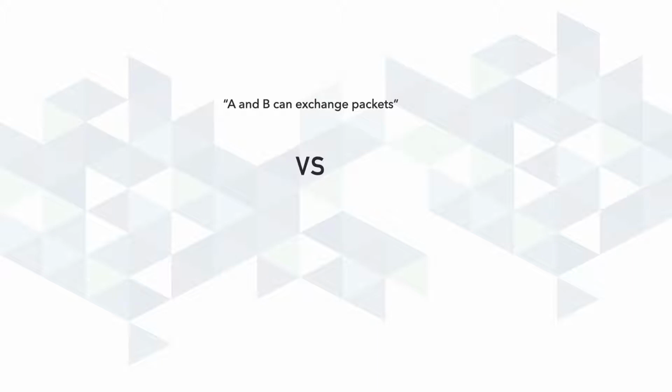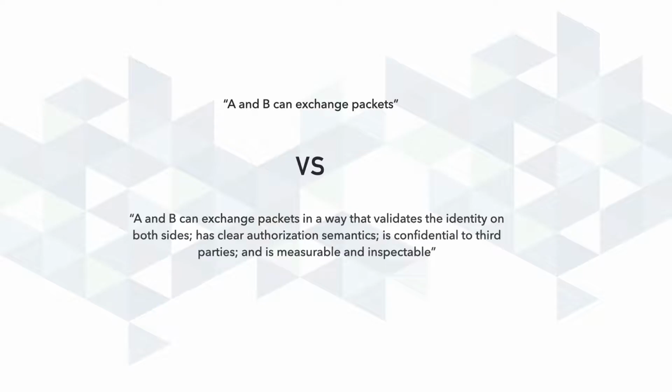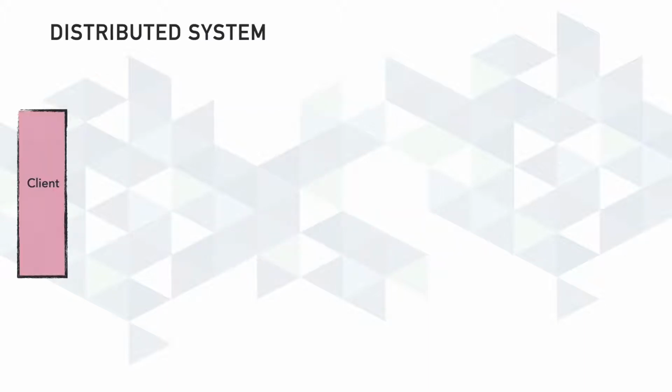So what Linkerd gives you is the guarantee that A and B can exchange packets in a way that validates the identity on both sides, has clear authorization semantics, is confidential to third parties, and is measurable and inspectable. So to put that in a more diagrammatic context, in your typical distributed system you might have something like this, right?